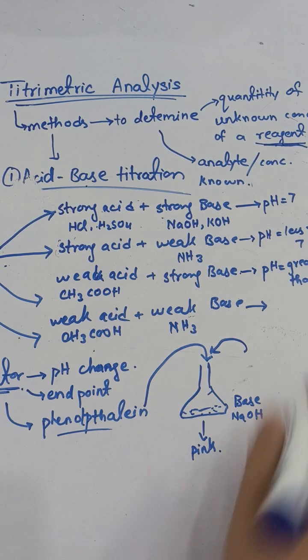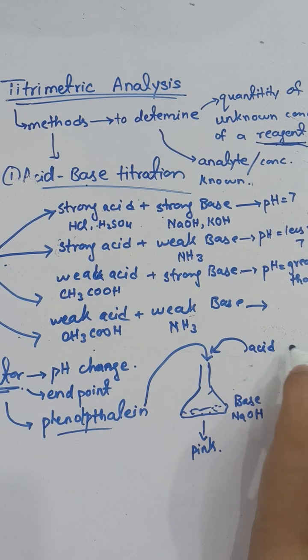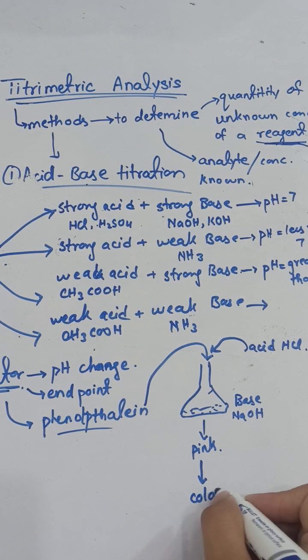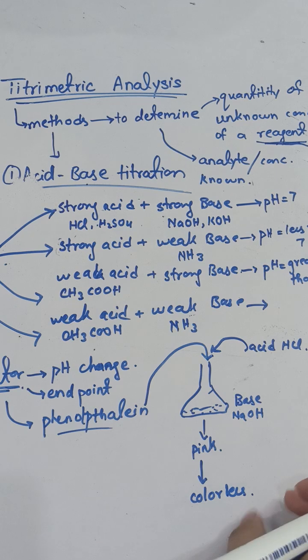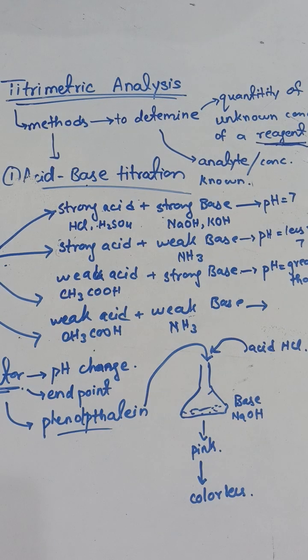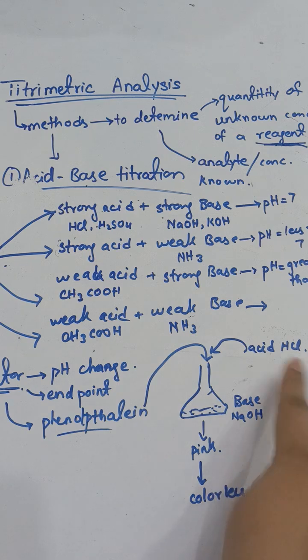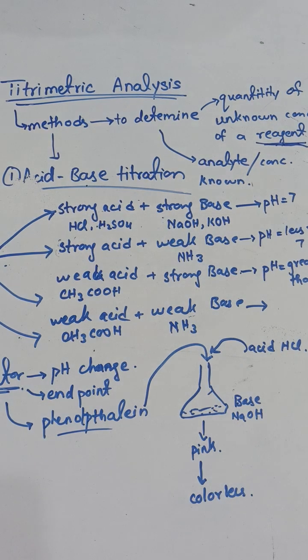Now we will add acid into it. Any acid, like I'm going to add a strong acid like HCl, and now its pink color changes into colorless again. It means phenolphthalein can indicate whether we added acid or base at the last. If the last color is pink, it means at the last we added a base. If the last color is colorless, it means at the last we have added an acid into it.